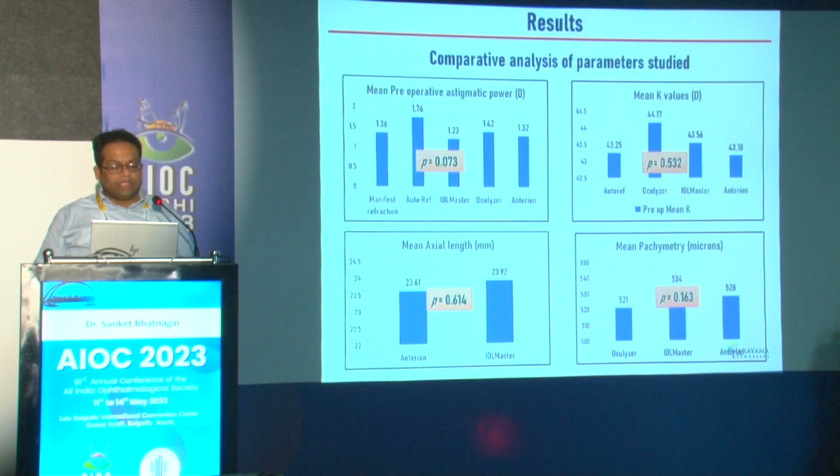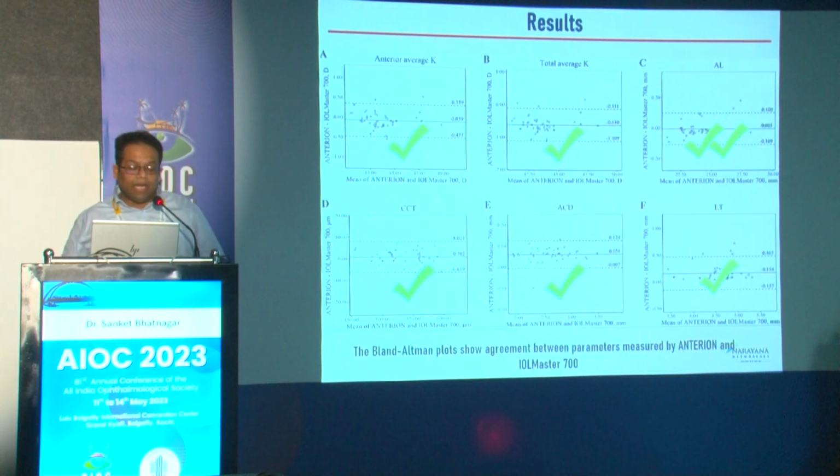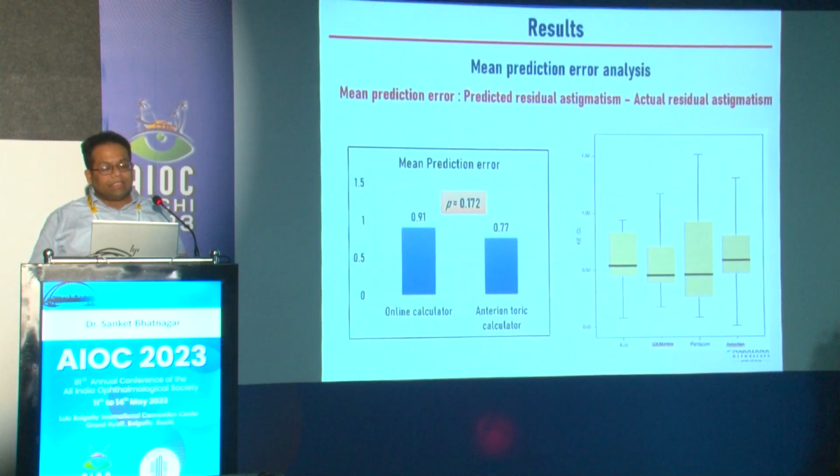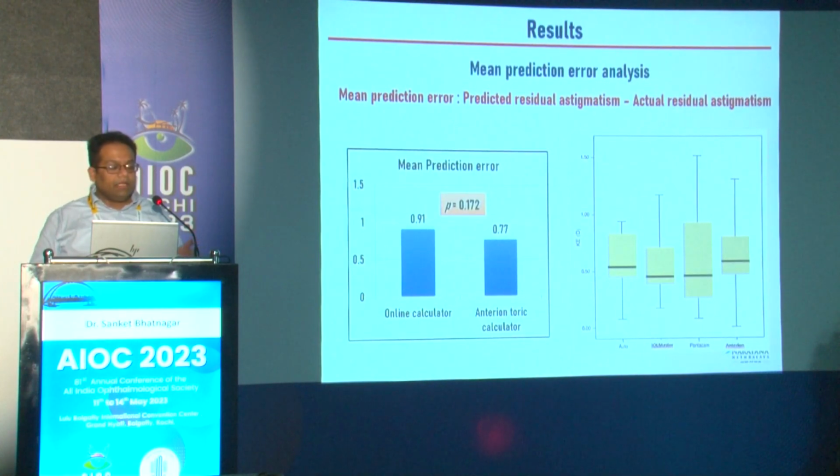Most of the parameters that were measured, which were mean preoperative astigmatic power, keratometric values, axial length, and pachymetry, had no statistically significant difference in variability. Also, the Bland-Altman plot showed good to excellent agreement between parameters measured by Anterion and IOLMaster, particularly for axial length. To gauge the accuracy of toric planning in the conventional devices and Anterion, mean prediction error analysis was done, which was measured as the difference between the actual residual astigmatism and what was targeted. Though there was no statistically significant difference, Anterion showed a lesser mean prediction error.